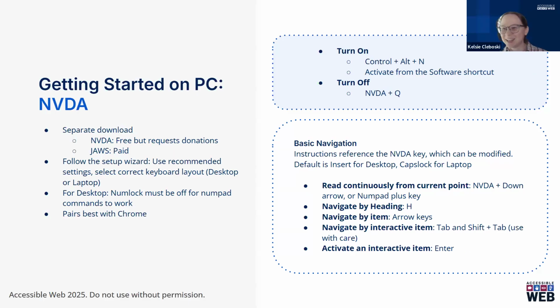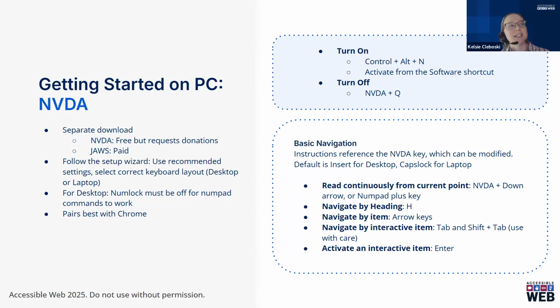For our PC users out there, NVDA can be a great option for testing. It is a separate download. As Heather mentioned, Narrator is the built-in screen reader, but NVDA tends to be a more popular one for testing. It has a bit higher market share. There's more users using NVDA compared to Narrator. NVDA is free, but requests donations. Definitely recommend if you or your organization are able to financially contribute to NVDA. They do a lot of great work around the world to support access to digital communication. And JAWS is another PC screen reader option, but it is paid and is on more of a subscription model.